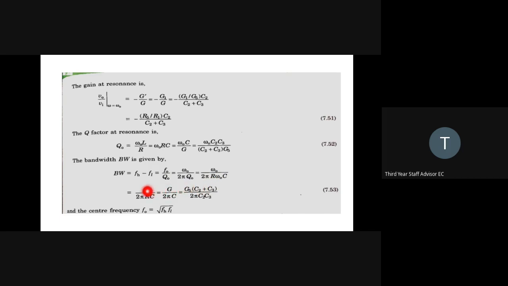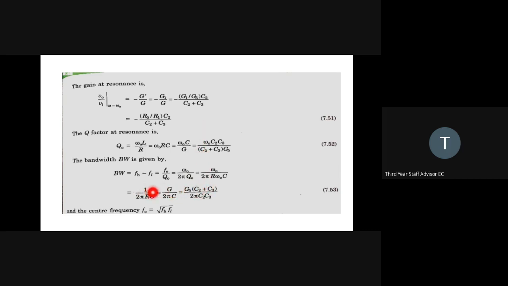Okay. So bandwidth finally you will get 1 by 2 pi into RC. Omega 0 and omega 0 will be cancelled. So you will get 1 by 2 pi into RC, which is equal to G by 2 pi C. And instead of G, you can write G5, as previously you obtained G5 equal to (C2 plus C3) divided by C2 C3. Here you will get bandwidth equal to G5 into (C2 plus C3) divided by 2 pi C2 into C3, okay?